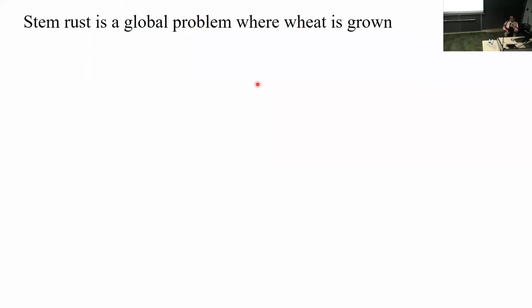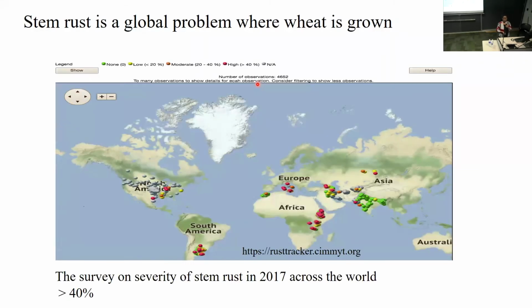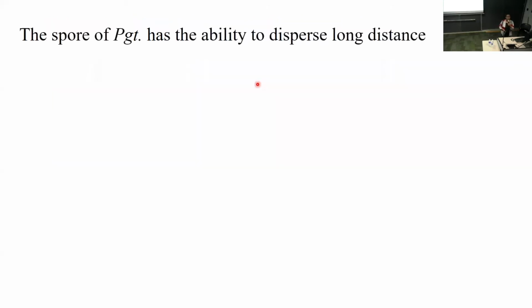So stem rust is a global problem wherever wheat is grown in the world. This map shows the stem rust survey in 2017, and areas with red circles are areas with greater than 40% stem rust severity. So as you see from this map, it's all over the world, and 40% severity is huge enough to cause damage.